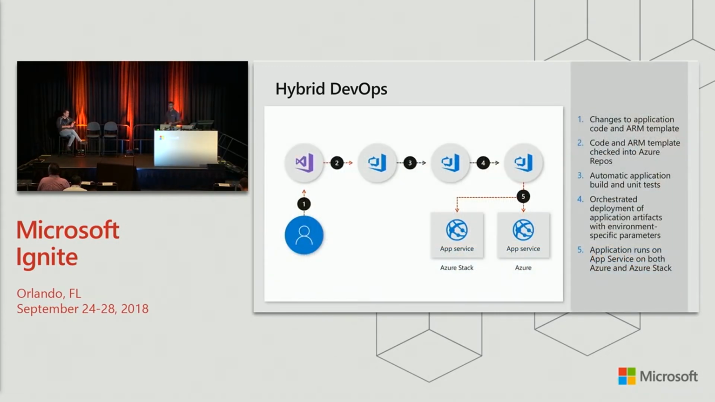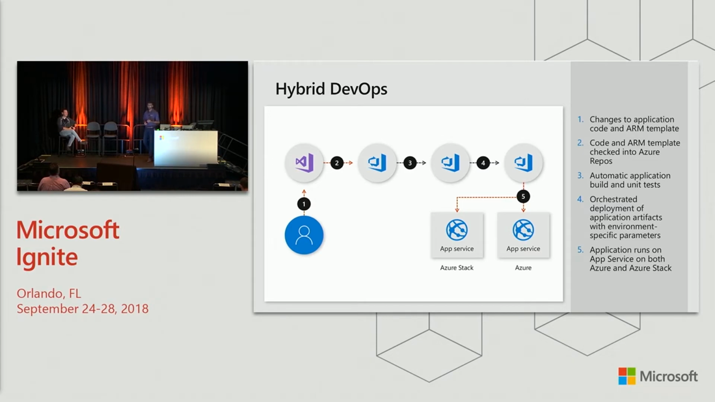Let's take a look at a typical hybrid DevOps flow. So I am a developer. I promise I am. I swear, I know the title says PM. I know how to write code. I promise. But I make some changes to application code and an ARM template, because that's one of the great things about having adopted DevOps, that my infrastructure exists as code. It exists as ARM templates in both Azure and Azure Stack.